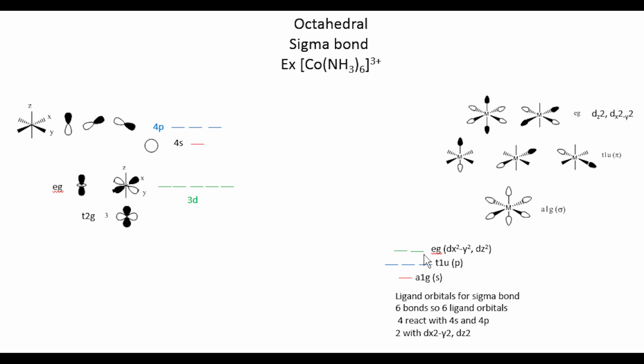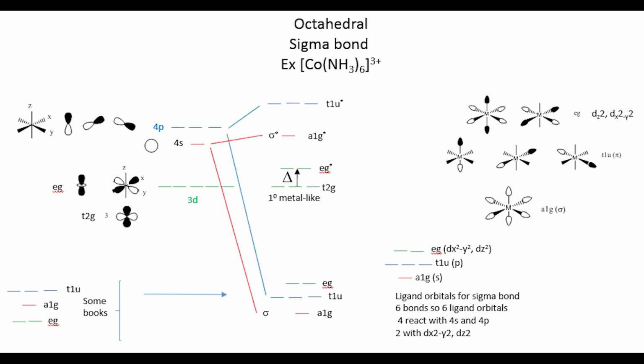Because if you think about it, there's only going to be 6 bonds to the metal, and 2 of those bonds will have to interact with the Eg orbitals on the metal. So let's see what happens when we bring these together. And note, of course, these orbitals are lower in energy for the ligands than the transition metals, because we're talking about maybe 3d electrons and 4s and 4p. So let's bring them together to form some MOs.